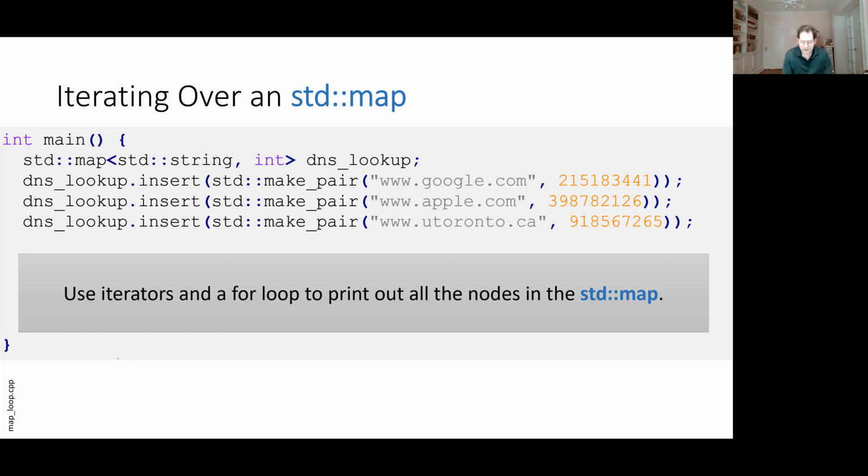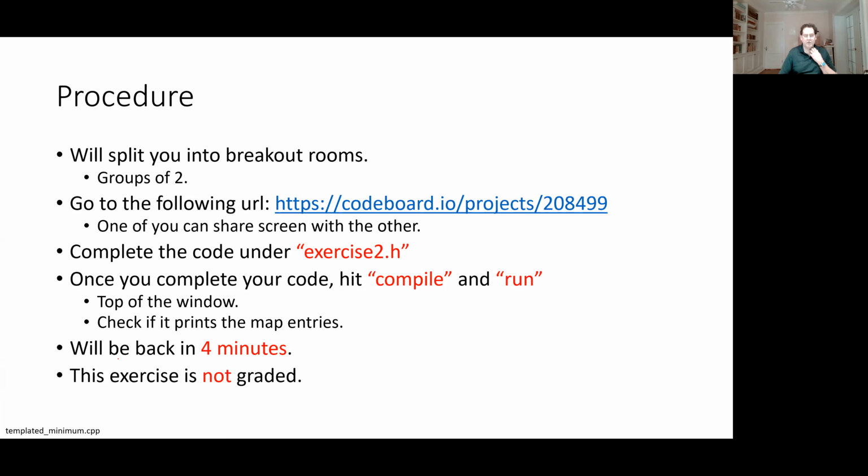Okay, let's iterate over a standard map. I've made the same binary search tree and put things in it. This also shows you why you use iterators. With a vector, we could use indices. But we saw with a list, we couldn't. And we also can't iterate over a map with indices. It doesn't make any sense. We again need to use iterators. So I'm going to put you in breakout rooms and take a shot at coding this over the next 4 minutes or so. Let me quickly put you in.